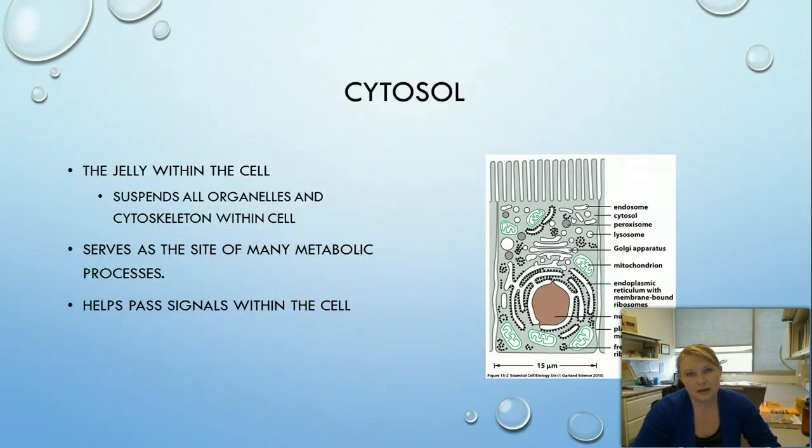Our first compartment we're going to talk about is the cytosol. Remember, the cytoplasm is referring to the jelly plus everything suspended in it. The cytosol is just the jelly that suspends organelles in the cytoskeleton. It's kind of what keeps everything together. And it serves as the site for a lot of metabolic processes. And it helps pass signals.